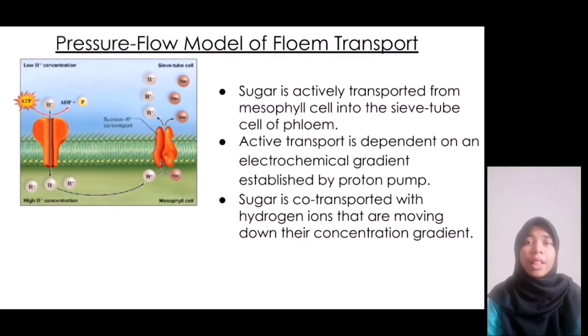Okay, next we will learn about the pressure flow model of phloem transport. Sugar is actively transported from a mesophyll cell, which is from the leaf, into the sieve tube cell of phloem. As you can see in the figure provided, there is active transport using the proton pump. Active transport is dependent on an electrochemical gradient established by the proton pump, and the sugar will be co-transported with the hydrogen ions that are moving down their concentration gradient.